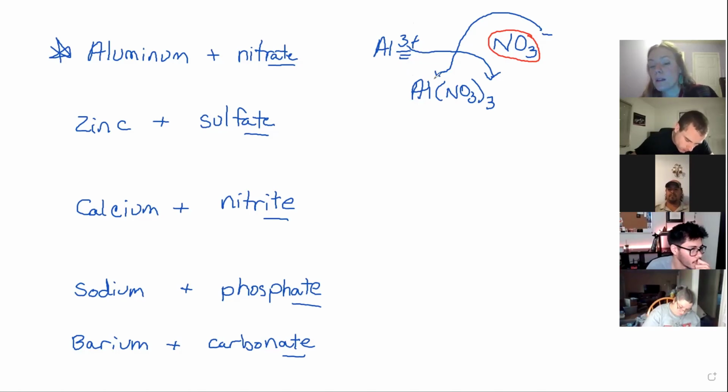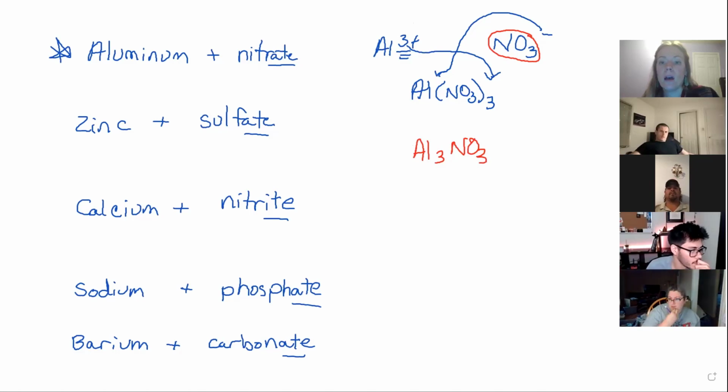People will write aluminum and they'll be like, oh, it has a 3+ charge, so I must have 3 of them. And then I have a nitrate. Okay, no, we need to flip-flop. What's another thing I see people do?